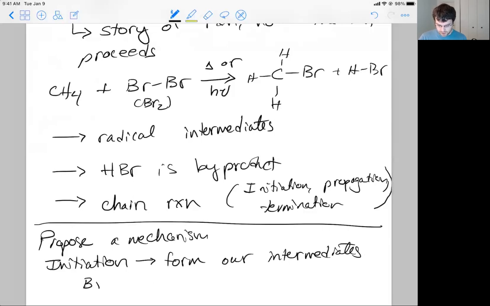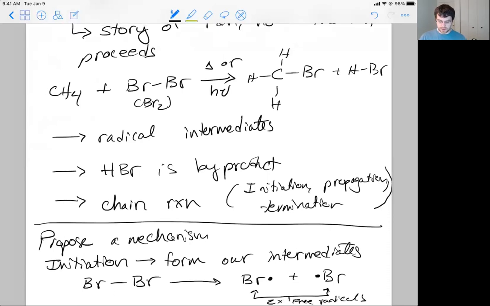Now, the way this works is we're going to take our Br2 and let it convert into Br dot plus Br dot. So we have two bromine radicals that are formed. Two times free radicals that are formed.